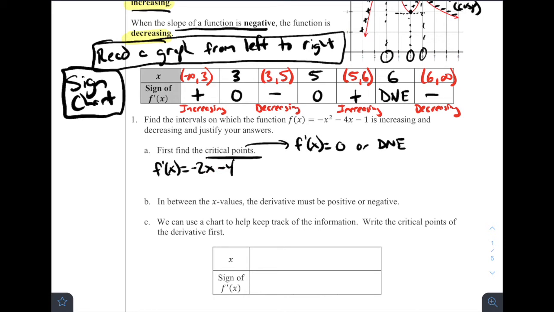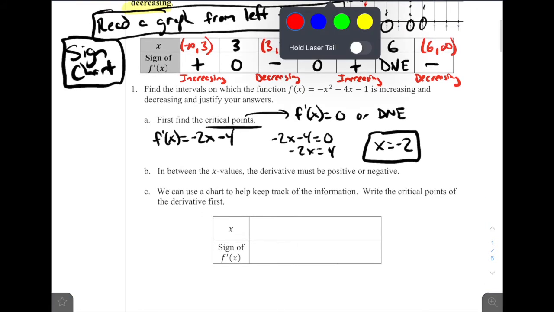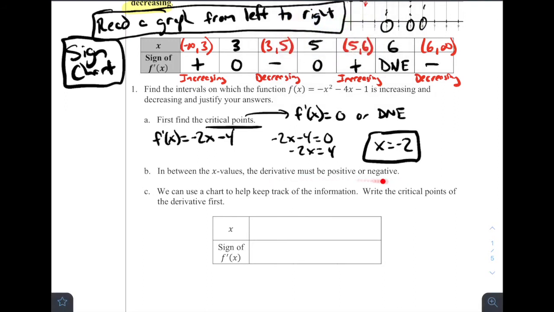So let's find out what makes it equal to 0. So negative 2x minus 4 equals 0. So negative 2x is equal to positive 4. That means that x equals negative 2. This is the only critical point for this function. Now, in between the x values, the derivative must be positive or negative, right? It's got to have some sort of sign. There's only one x value here, but around it, the values of the domain, the derivative has to be positive or negative.